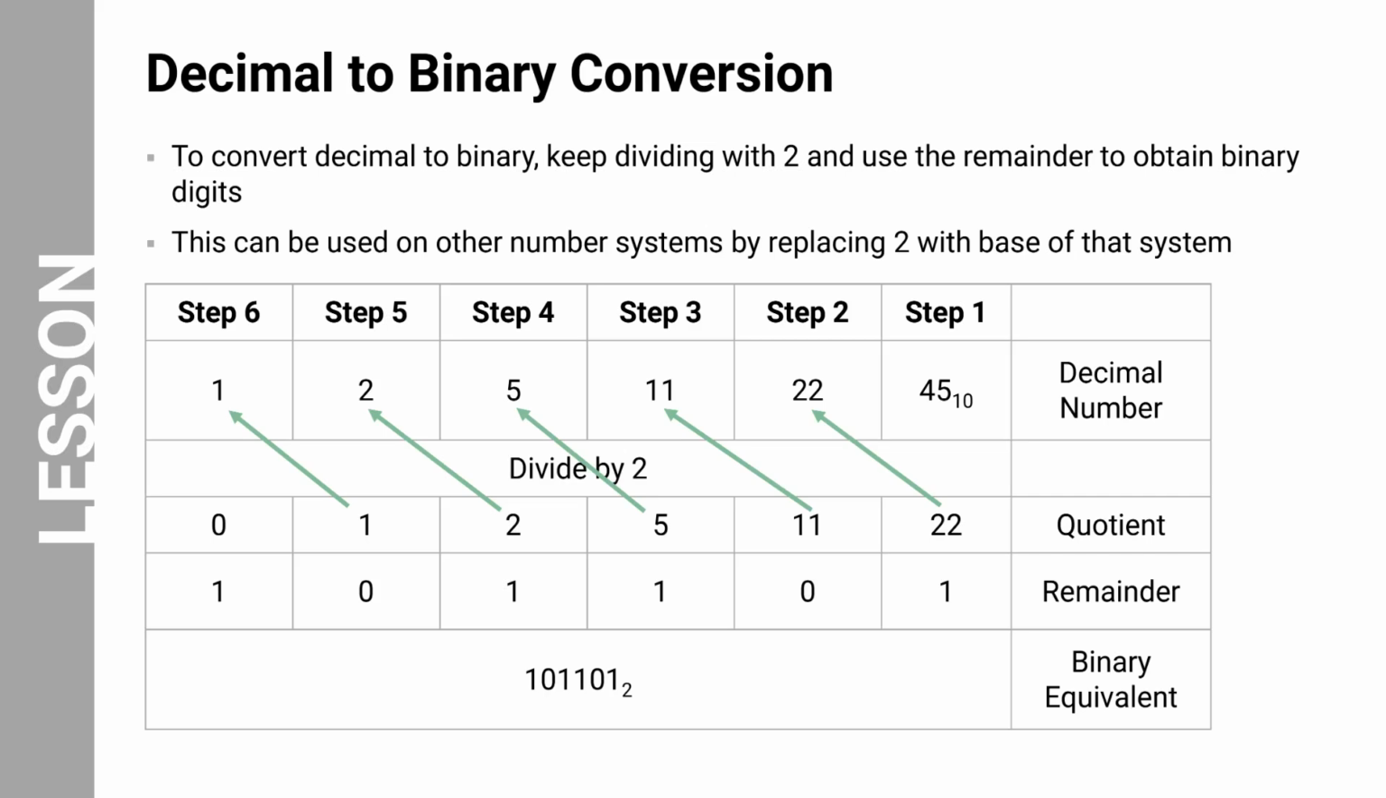22 divided by 2 gives 11 remainder 0, 11 divided by 2 gives 5 remainder 1, 5 divided by 2 gives 2 remainder 1, 2 divided by 2 gives 1 remainder 0, and finally 1 divided by 2 gives 0 remainder 1. Read the remainders from bottom to top, last to first, to form the binary number 101101 base 2. This same method applies to conversion to any base system by replacing 2 with the target base number.